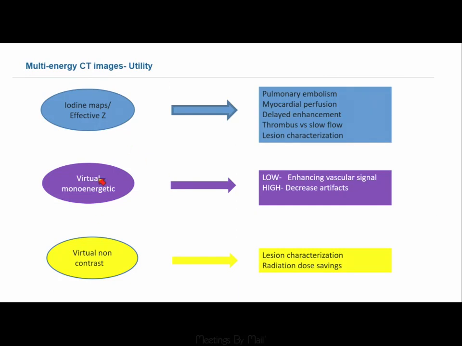The virtual monoenergetic images, as I mentioned before, at low energies we use mainly for enhancing the vascular signal and boosting the contrast, and at high energy levels we'll be decreasing the artifacts. And then we also get virtual non-contrast, which can be used for lesion characterization. But if you're doing multiphasic studies, like in vascular studies, where we do a non-contrast, arterial and venous phase, virtual non-contrast can replace the true non-contrast, and that provides radiation dose savings.